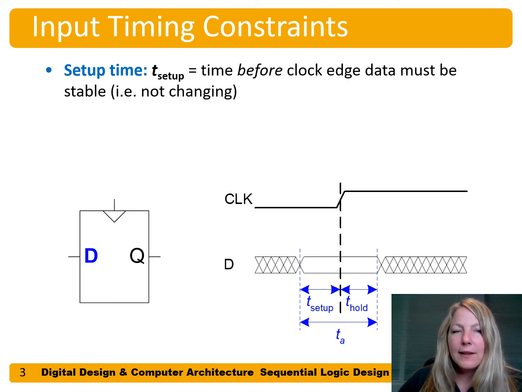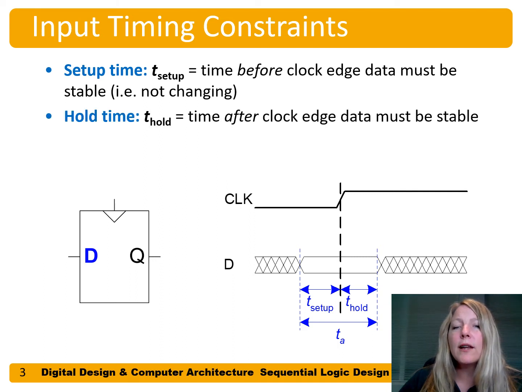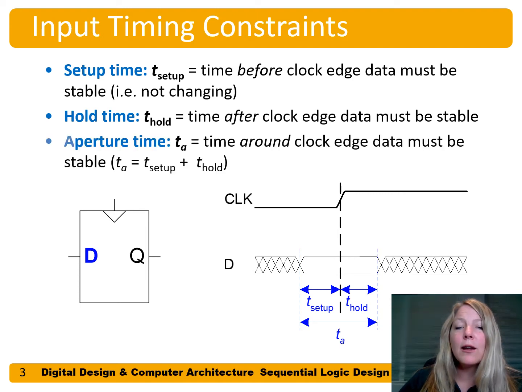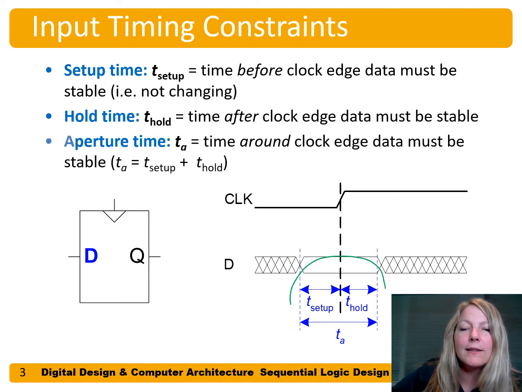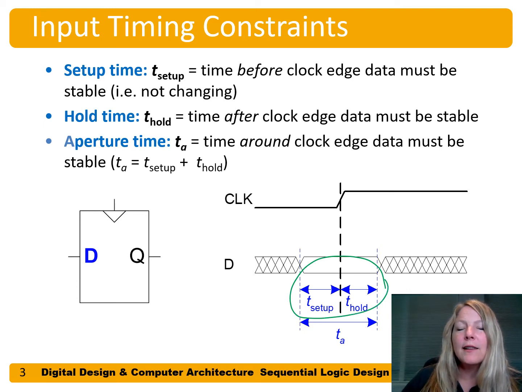And so setup time is the time before the clock edge. Data has to be stable, not changing. And hold time is the time after the clock edge. The data has to be stable. The aperture time is those times added together. The time around the clock edge, the data has to be stable. So aperture in an old camera, the aperture would open and close. And so that aperture time was the time that the image was exposing on the film and had to be stable. Whatever you were taking a picture of had to be stable.